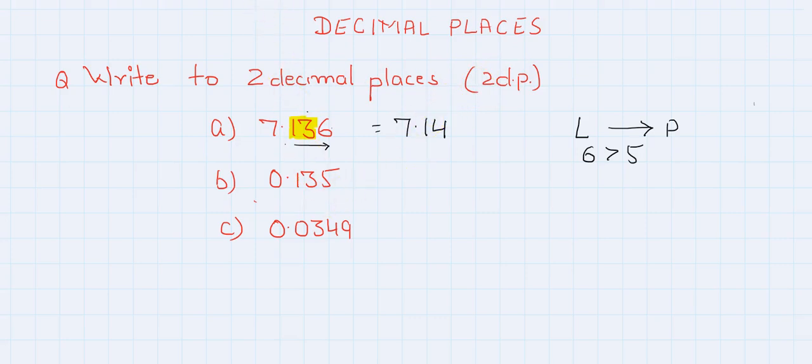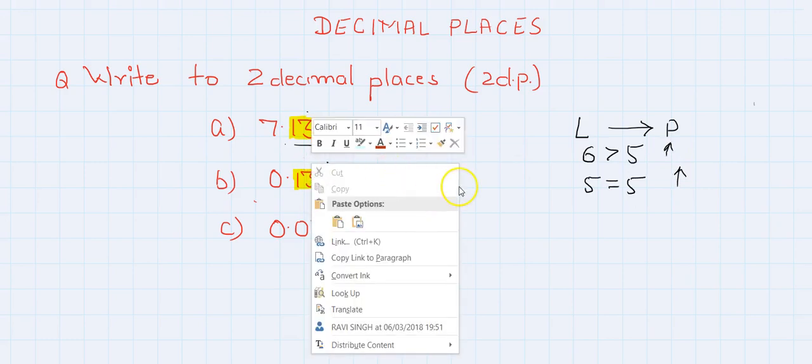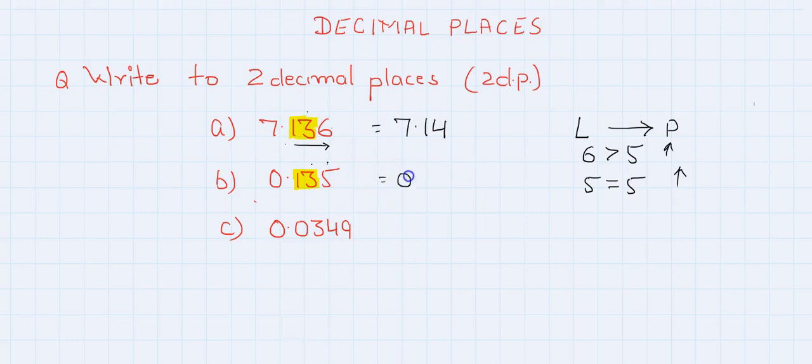Now let's come to the next example, 0.135. So we have 2 decimal places here, and after the decimal places we have 5. So the number 5 is equal to 5. So we have to round it up. So because of this 5, we have to increase this by 1. So the answer will be 0.14.